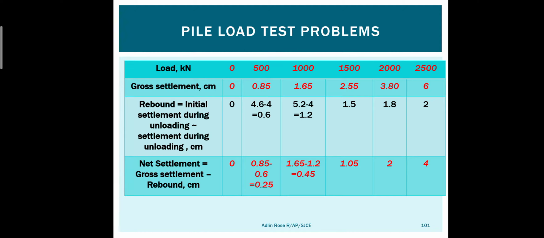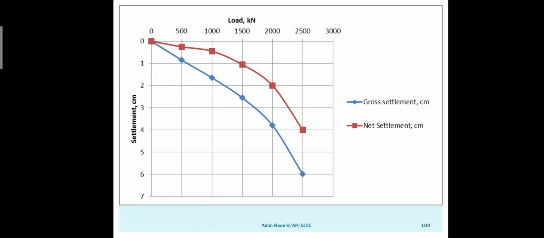6 minus 2, and it is 4. So this is how we will find the load and gross settlement and load and net settlement. Now we should draw the graph. X-axis is going to be load, and y-axis is going to be settlement. So this is how you draw the graph.